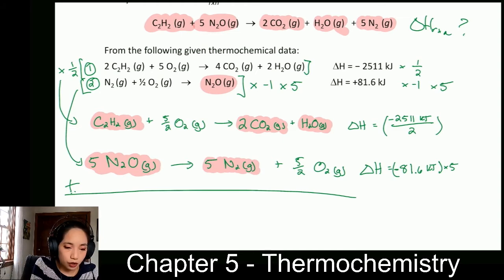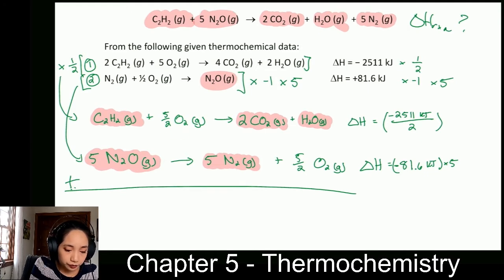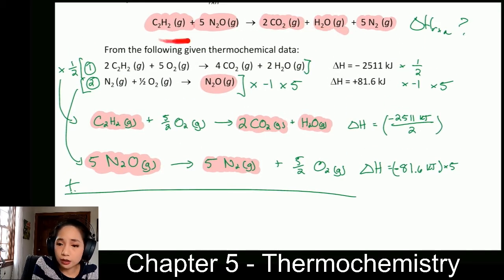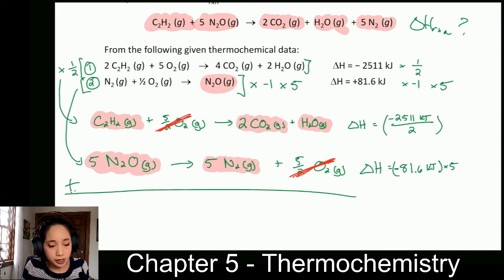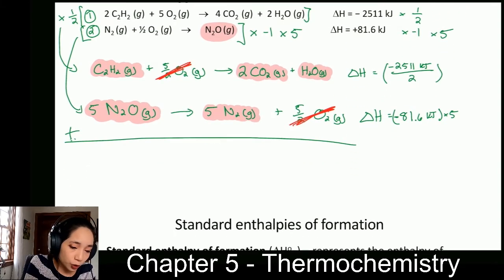So what's left over? Oxygen. So oxygen is not in the original chemical equation that we want, but thankfully it all worked out. There's 5 halves oxygen on the reactant side in step 1, and there's 5 halves oxygen in step 2. So they cancel out because they're on opposite sides. So oxygens cancel out, so that works out perfectly. So if you add these up, you get the exact chemical equation that was our goal, our target.